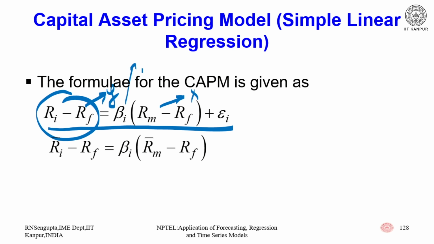So, here what is RI? Capital RI is the return of the financial asset i, and RF is basically the risk free interest rate. The risk free interest rate is considered from the RBI side, the T91 day bills, which is treasury bills for 91 days.